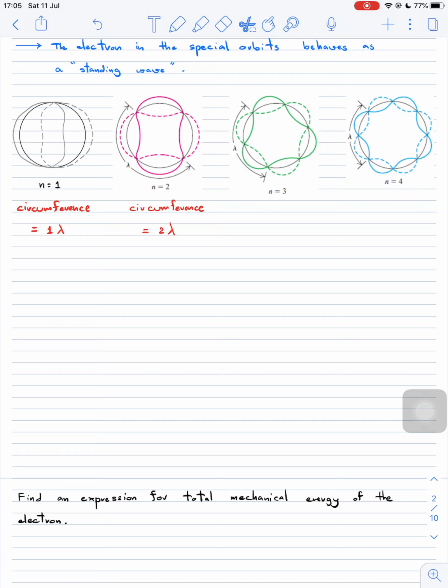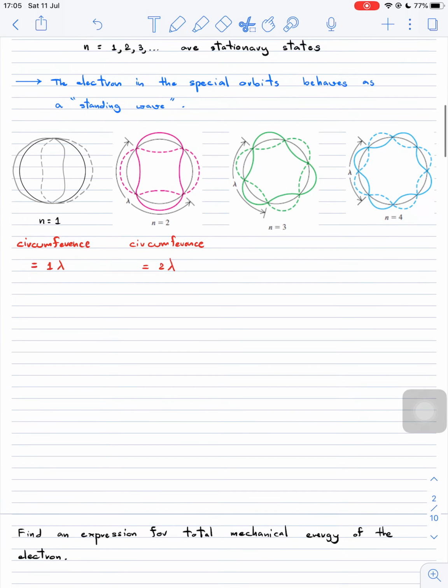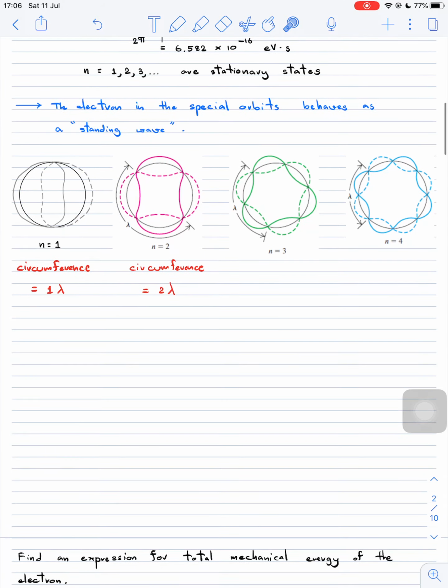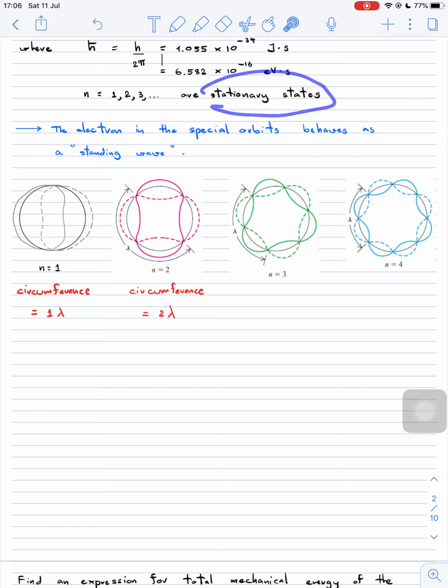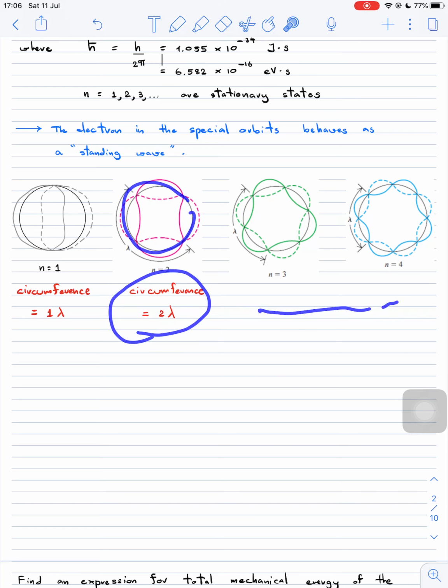Okay, so in this case it means that the electron in this special orbit behaves as a standing wave. So for n equal to 1, the circumference is equal to one wavelength. For n equal to 2, the second stationary state, the electron behaves as a standing wave consisting of four loops here. Then we get that the circumference is equal to two times lambda, and so on for n equal to 3 and 4.